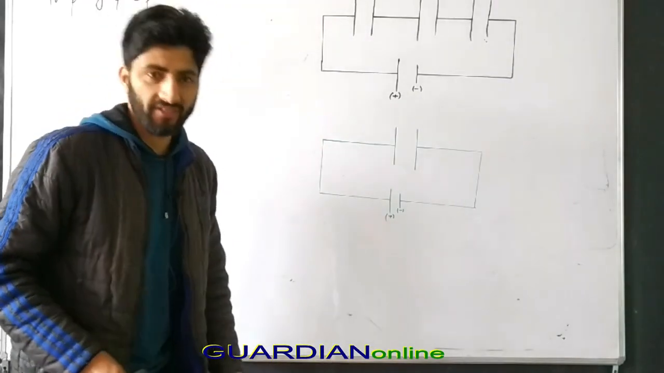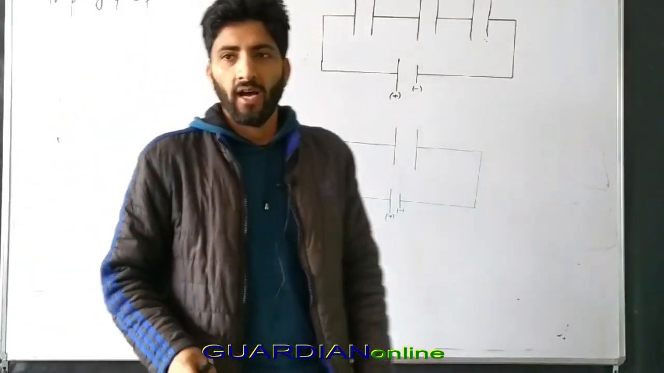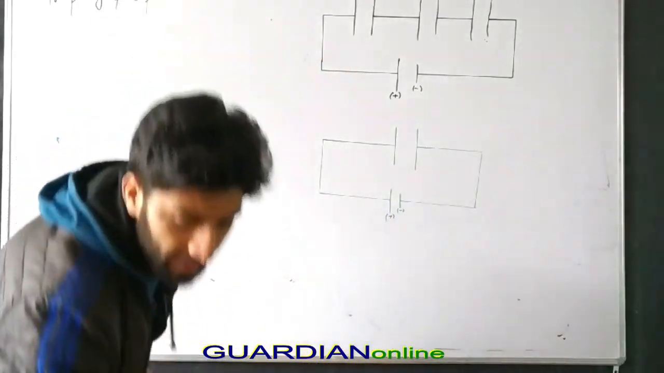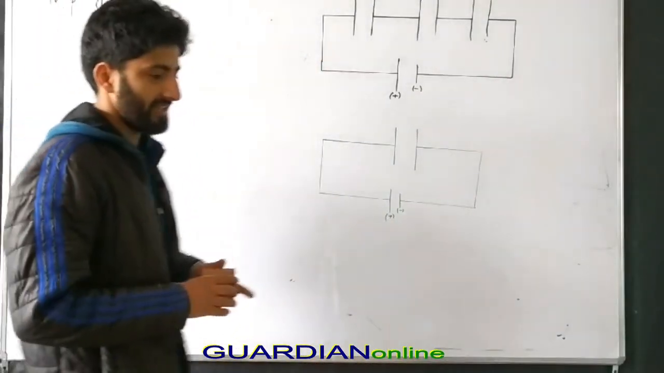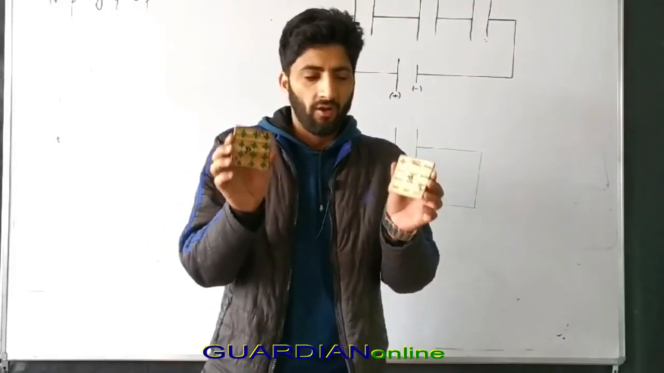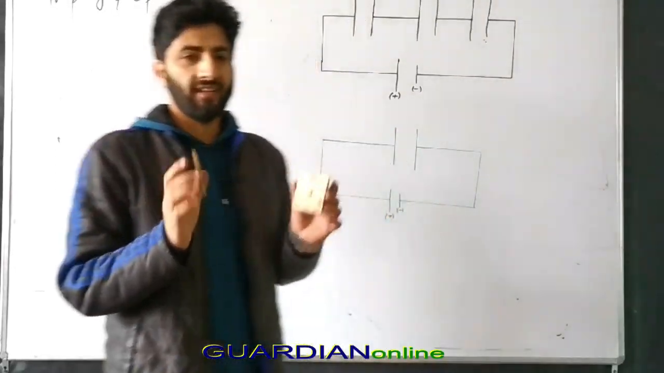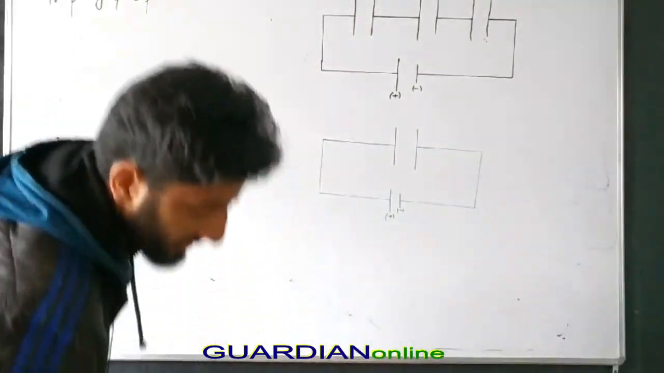Let's continue with capacitors, the last topic in electrostatics. Today we have a topic on the grouping of capacitors. Beta, we know what a capacitor is: it's a device which is used to store electrical energy. Now, what are we going to see today?